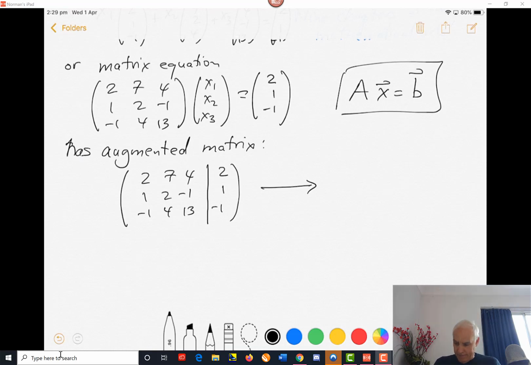Okay, so what we're going to do in this case is switch 2 rows. We're going to switch row 1 and row 2.